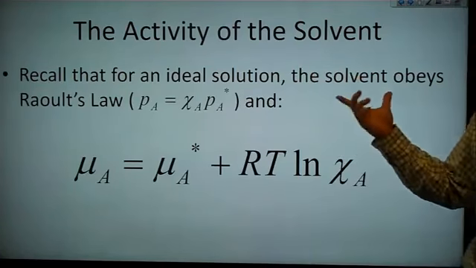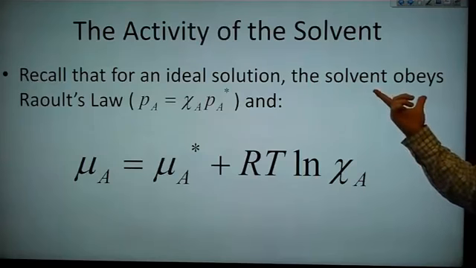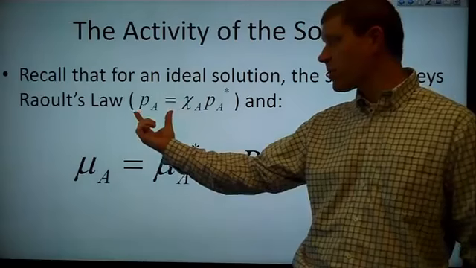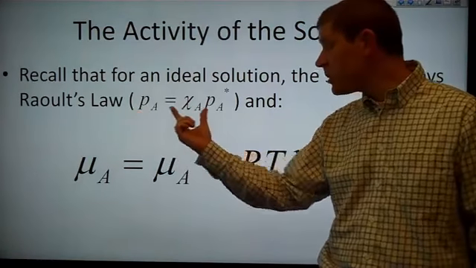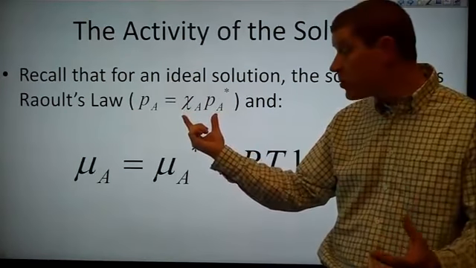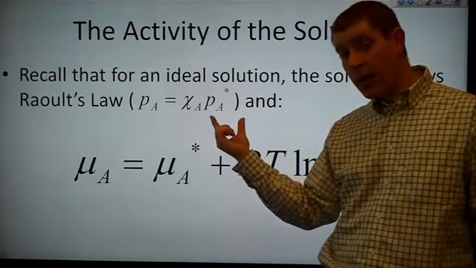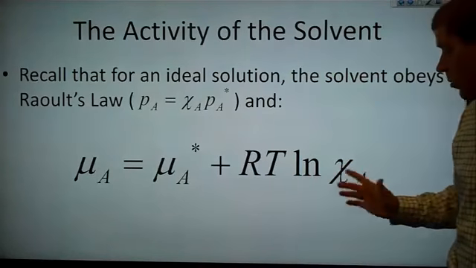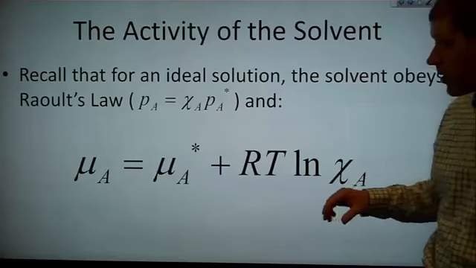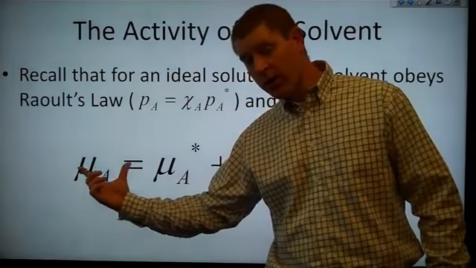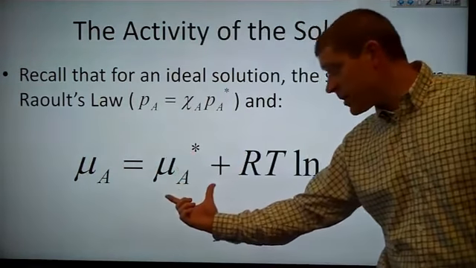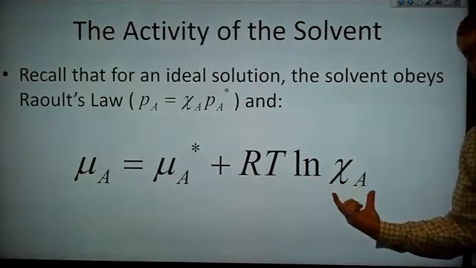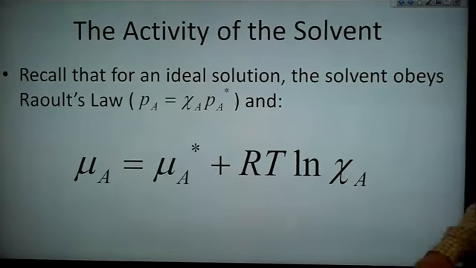Alright, so remember that for an ideal solution, our solvent is obeying Raoult's law. Raoult's law is given here: the vapor pressure of A above the solution is equal to the mole fraction of A in the solution times the vapor pressure of A when it's pure. And this means that now we can replace that fraction that we had earlier. So now we get the chemical potential of A is equal to the chemical potential of A when it's pure, plus R times T times the natural log of the mole fraction of A in our solution.